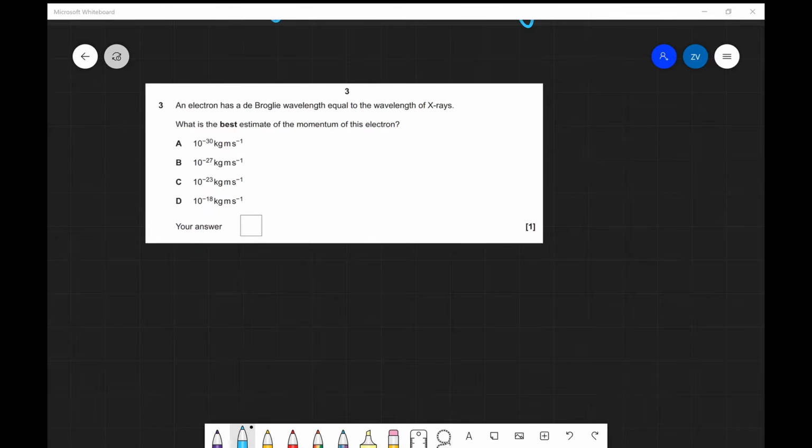Okay guys, question number 3. An electron has a de Broglie wavelength equal to the wavelength of an X-ray. A good thing to remember is that an X-ray wavelength will vary anywhere between about 10 to the power of minus 9 meters and 10 to the power of minus 11 meters. So let's take an average value of about 10 to the power of minus 10. This is an estimate question, so we don't need to be absolutely precise. What is the best estimate of the momentum of the electron?